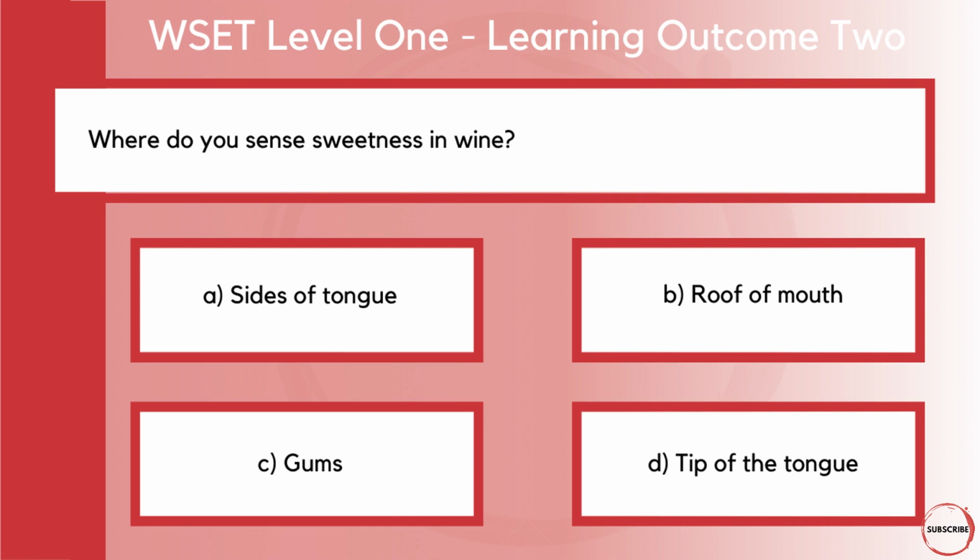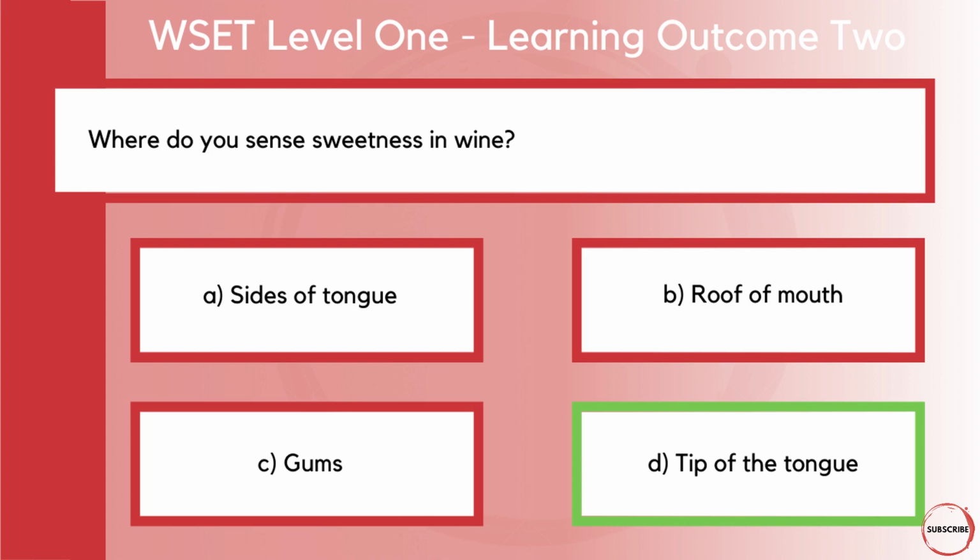Where do you sense sweetness in wine? Do you sense it on the sides of the tongue, the roof of the mouth, your gums, or the tip of your tongue? Now, whilst this might seem quite a strange question, as part of Level 1, you're actually introducing yourself to wine tasting as well and getting comfortable with taking notes.